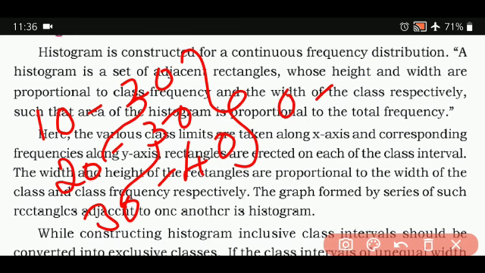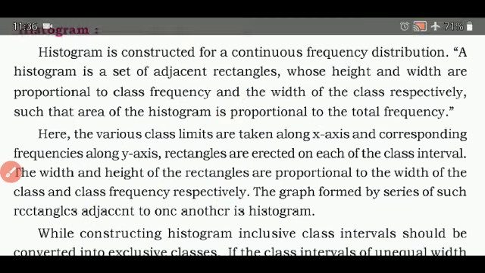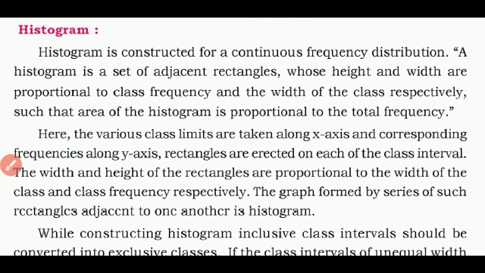In the examples, if it is not continuous, you are going to make it continuous. For example, 0 to 9, 10 to 19. This is not continuous. It is discrete. It is a discrete frequency distribution. So you will have to change this and then make it a continuous one.